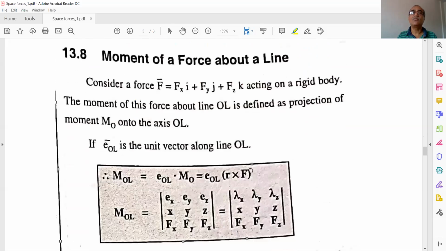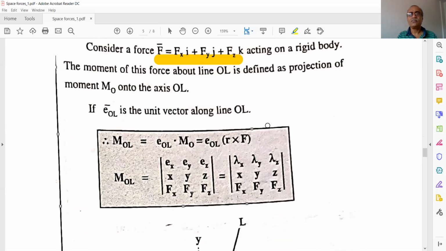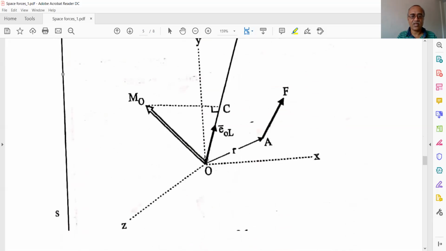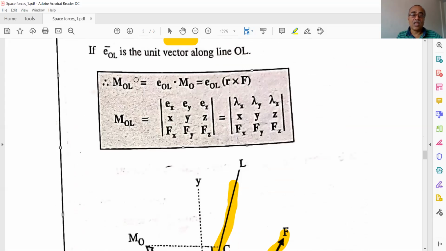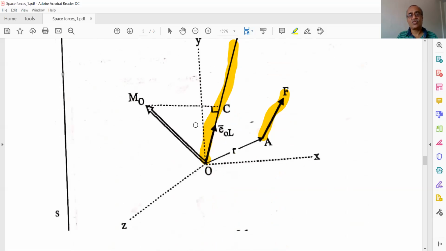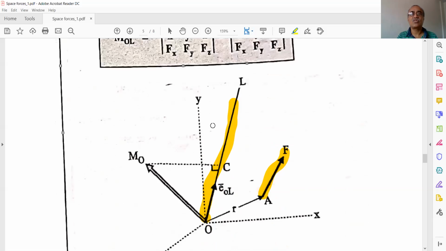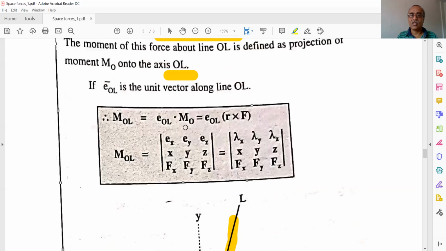The next point is the moment of force about a line. Let's say F is again Fx i plus Fy j plus Fz k, and the line is OL. I'll show you in the figure. This is the line about which we want to find the moment of this force F. Now look at this. M_OL is equal to the unit vector along the direction of OL, dot MO, a dot product.